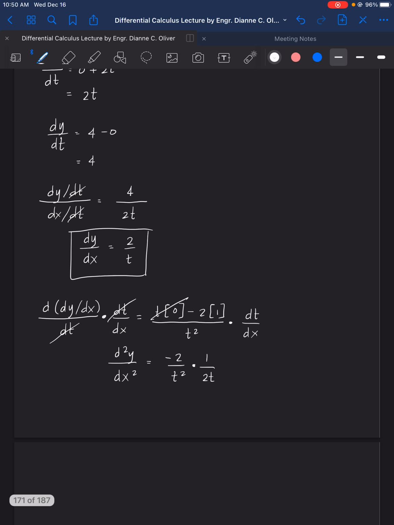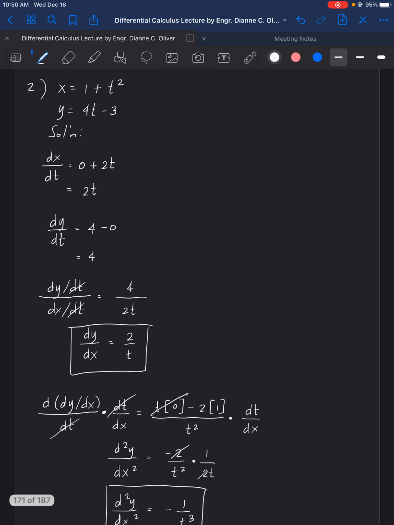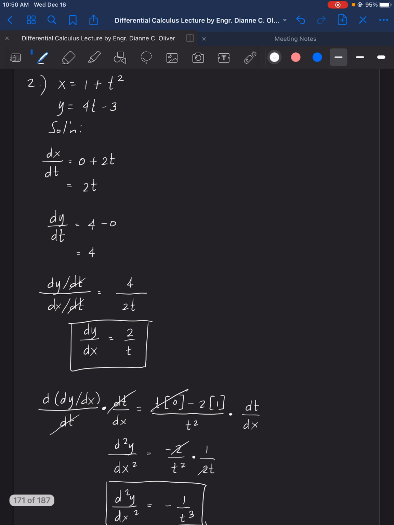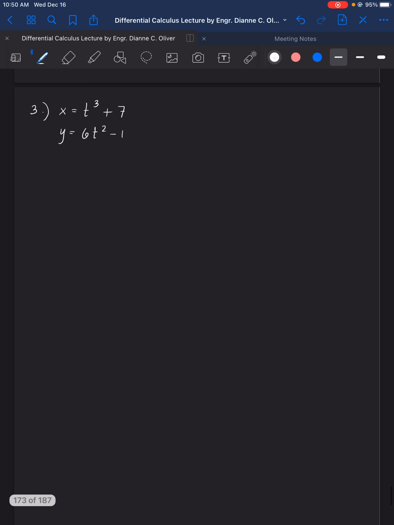Okay. Therefore, we have here the value for d squared y over dx squared is now equal to negative, we will cancel out 2 there, so negative 1 over t raised to 3. That is the second derivative. So that's example number 2. Next, for number 3.